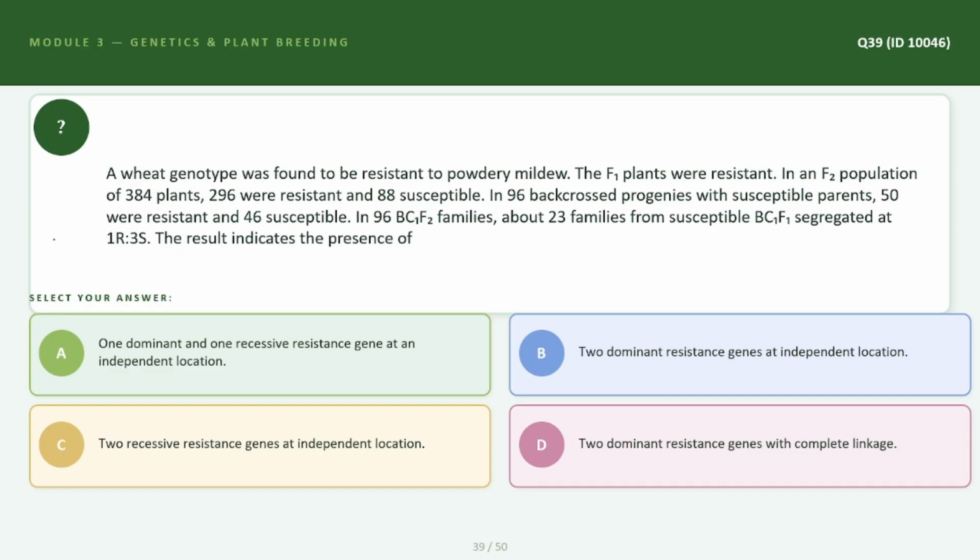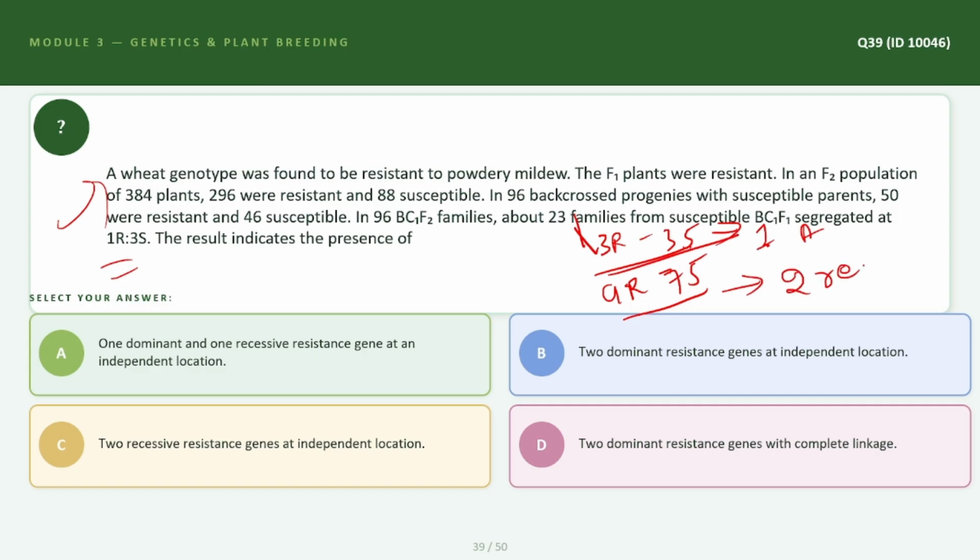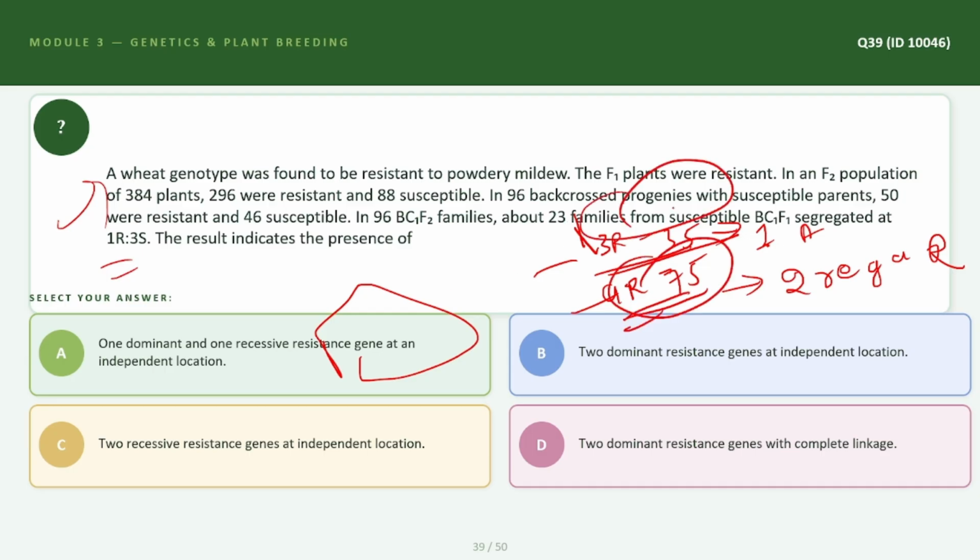Then, this is again a very simple question. The one trick which I am going to tell you: if there is a 13 resistant to 3 susceptible, and a 9 resistant to 7 susceptible, there is this particular ratio, then one recessive, or two recessive genes are governing the resistance. I will provide this table for you. If you just remember this trick, you're going to get it.